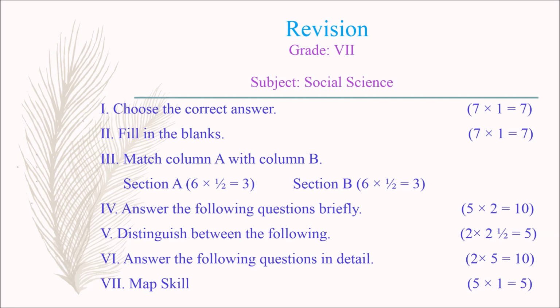Roman letter 6, answer the following questions in detail. Here you will get 2 questions. In that, each question carries 5 marks. So totally 10 marks for detailed answers. Roman letter 7, map skill. Here you will get 5 areas. Students, first you have to locate and mark the areas correctly. For each correct answer, you will get 1 mark. So totally 5 marks for map skill.